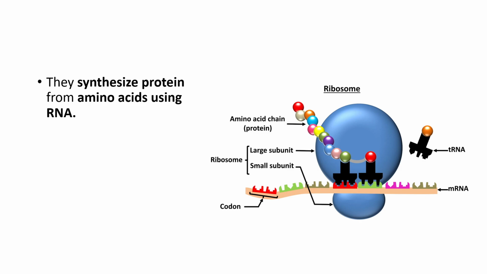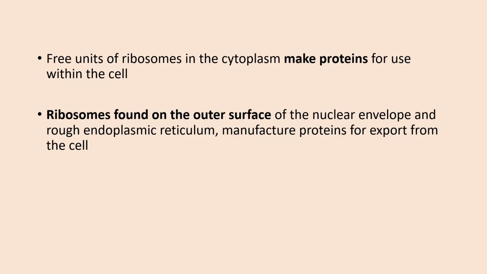So the free ribosomes in the cytoplasm make protein. The main function of ribosome is to synthesize protein. Okay, so there are two kinds of ribosome present in the cytoplasm. One is present in free form, inside the cytosol. When they synthesize protein, that protein is utilized by the cell itself.